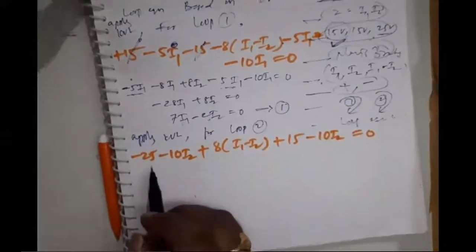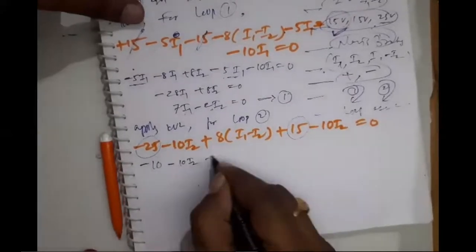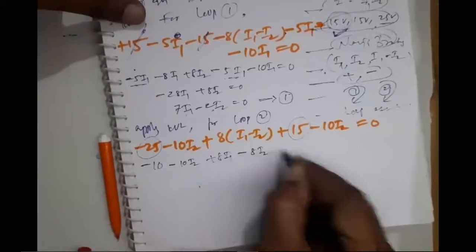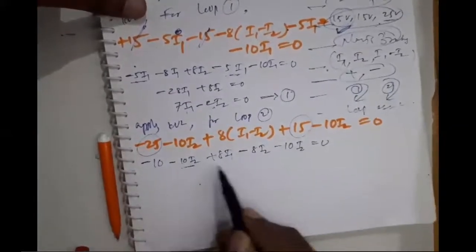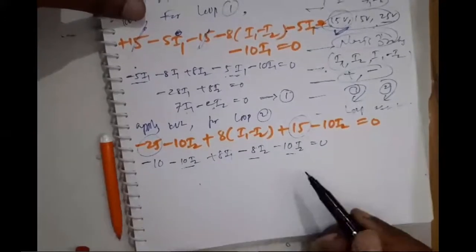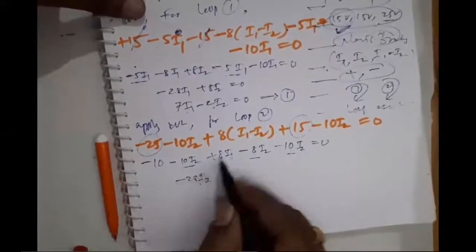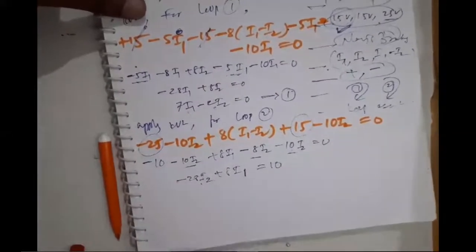So let me reduce this equation. Minus 25 and plus 15, it will be minus 10, and next minus 10i2 plus 8i1, next minus 8i2 minus 10i2. Are there any common terms? The i2 terms are more. Minus 10 minus 8 minus 10, it will be minus 28. Minus 28 i2 plus 8 i1 is equal to 10, right?